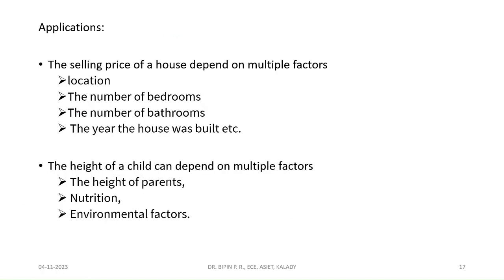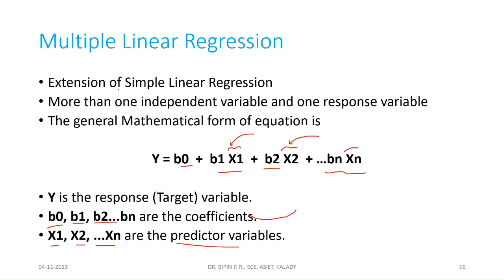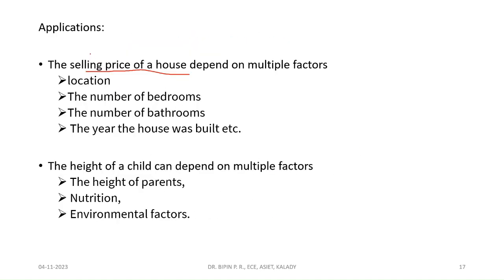Like the selling price of a house depends on different inputs. This is an example of multiple linear regression. The selling price is the output in this application. So this Y depends on so many inputs: this is x1, the number of bedrooms is x2, the number of bathrooms is x3. That means if the output depends on many inputs and you require a prediction, in that case you can use multiple linear regression.